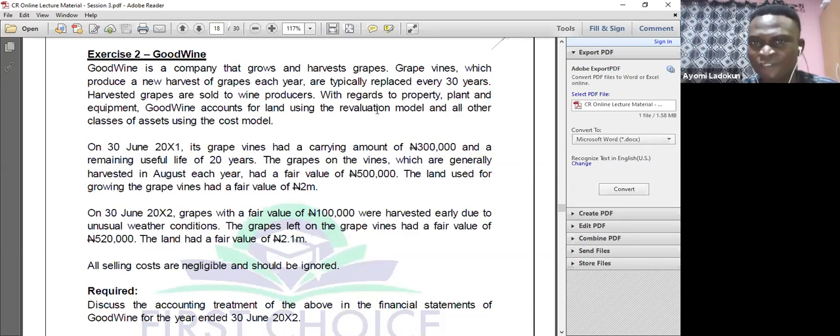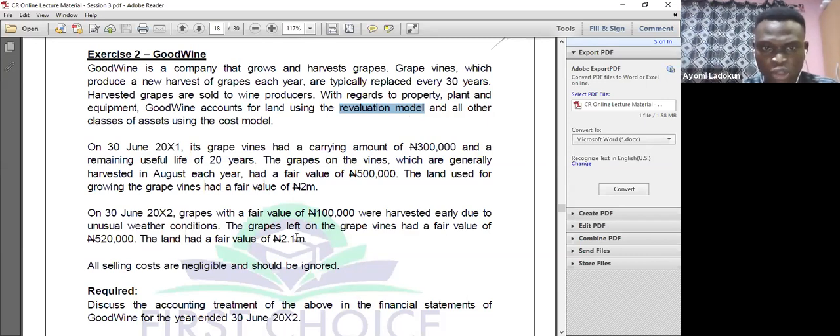So what happened to the 1 million? Because I'm using the revaluation model, I will record it in other comprehensive income. Okay, because this is PPE and not investment property. Don't worry, when we go to those areas, I will recap. Once we do other standards, I will come back to those areas.